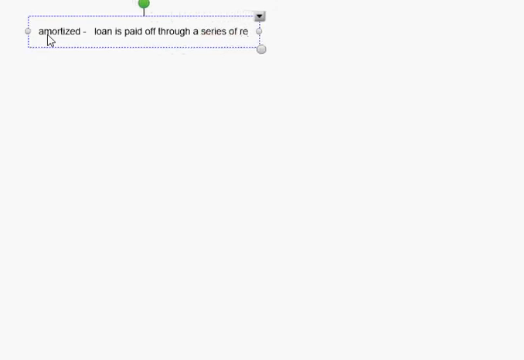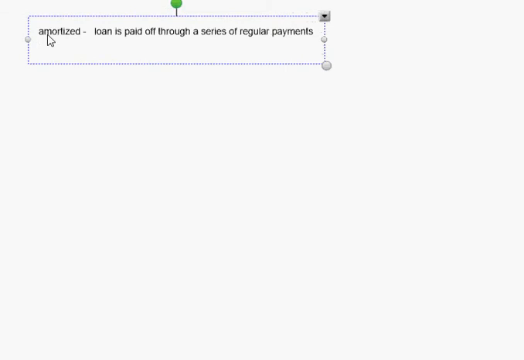Amortized is a loan that is paid off through a series of regular payments. Although each payment is the same, with each successive payment, the interest portion decreases and the portion applied toward paying off the principal increases.